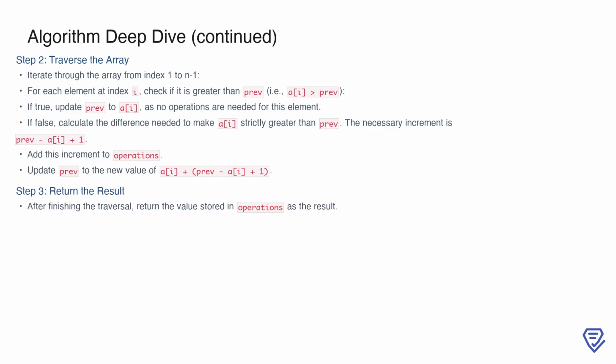However, if the current element is less than or equal to previous, we calculate the minimum increment needed to make it strictly greater. This increment is given by previous minus nums[i] plus 1. We add this increment to our operations counter, which keeps track of all adjustments made so far. After incrementing the current element, we update previous to reflect its new value, ensuring that it remains valid for subsequent comparisons. Once the traversal is complete, the total number of operations required to make the array strictly increasing is stored in the operations variable, which we return as the result.